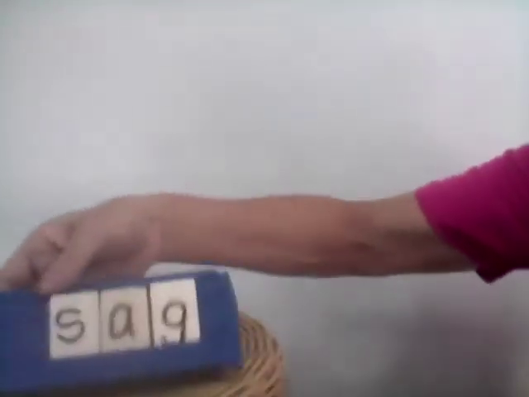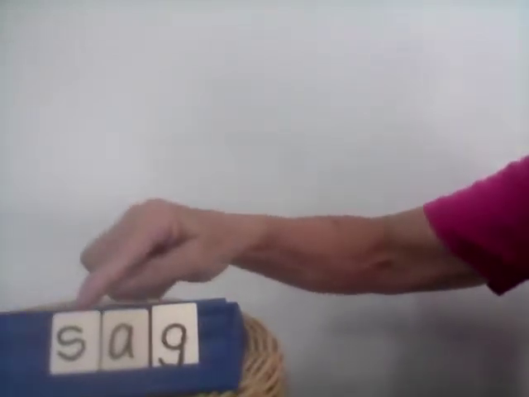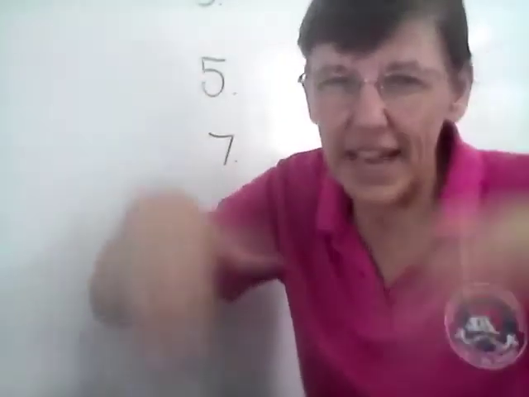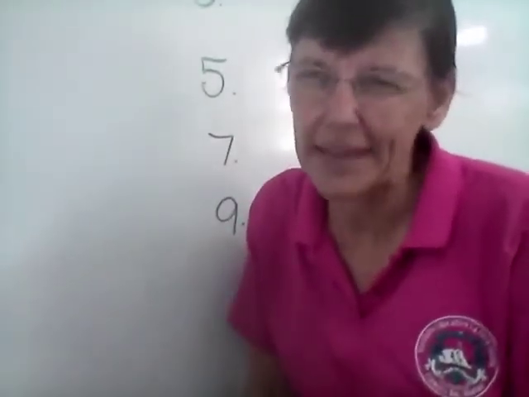Number two, next word is sag. The word sag, S-A-G. Sag is when something kind of falls lower than it should be, kind of like a baby's Pampers when they're all yucky, they're wet, or maybe they're poopy. They kind of fall down. We call that sag.